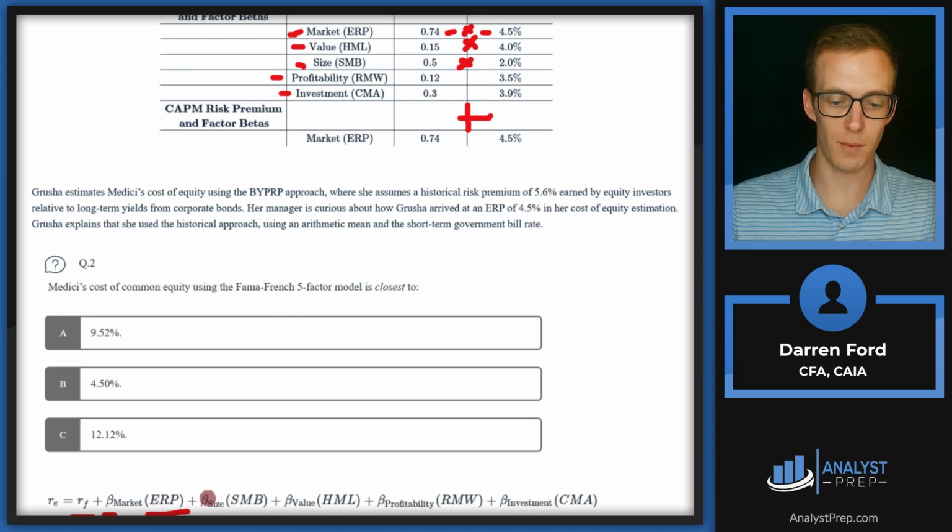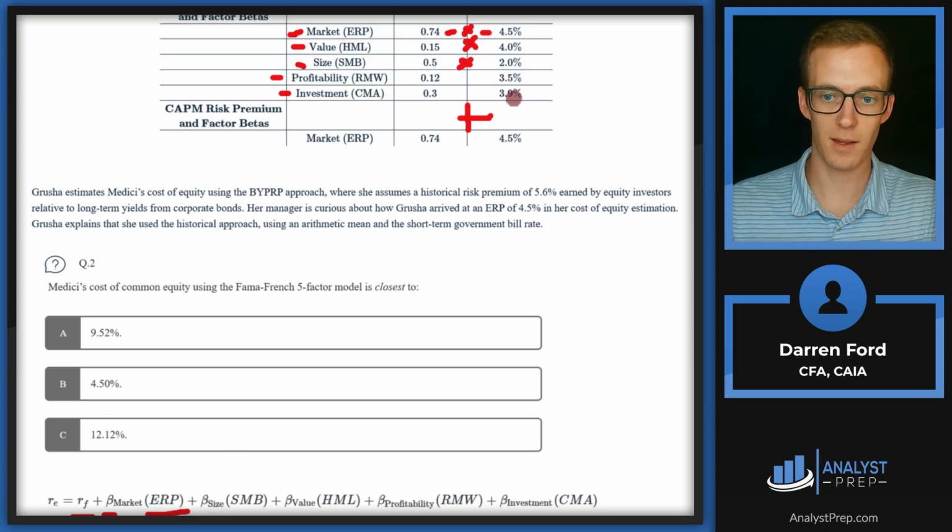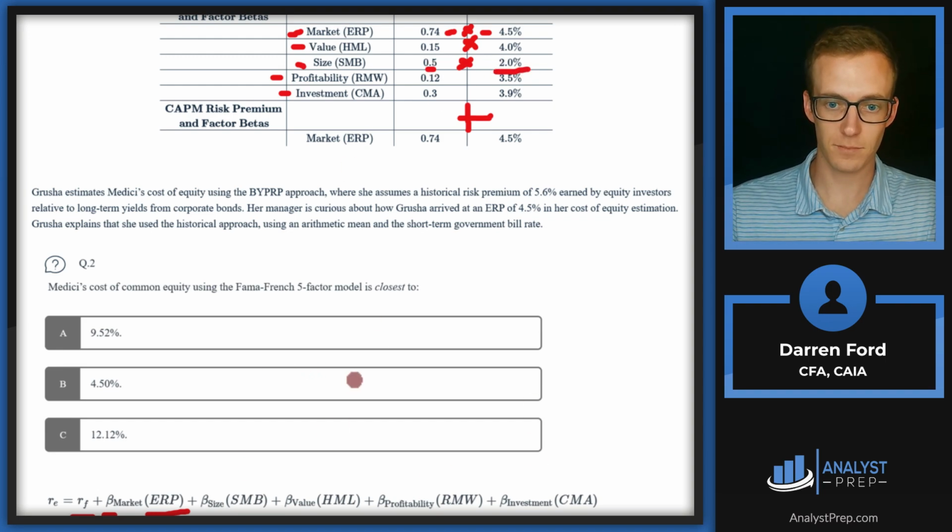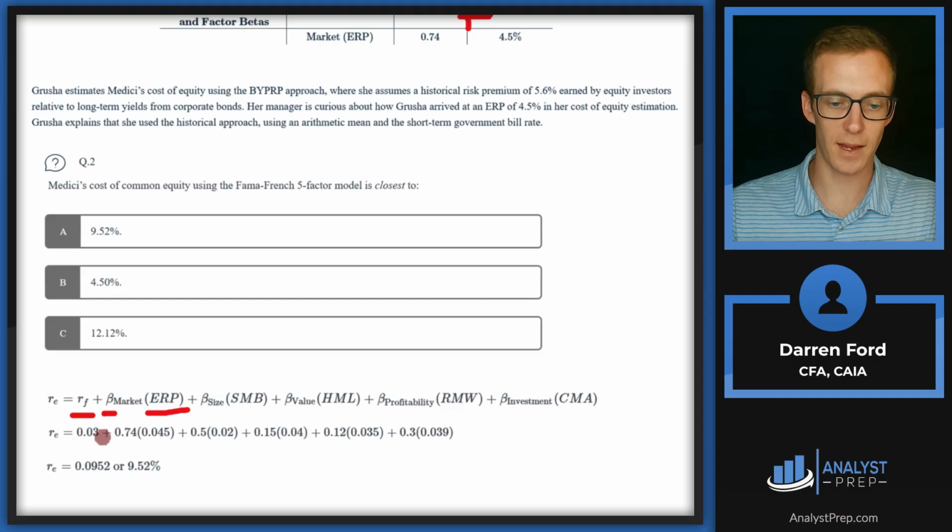So we're going to take our beta to size, which is essentially our sensitivity to size, so small minus big, then multiply, so that's going to be 0.5, and then multiply that by the 2%, and so on down the line. And essentially what that gets us, when we multiply that out, is 0.0952 or 9.52%, which is going to be right there, answer A.